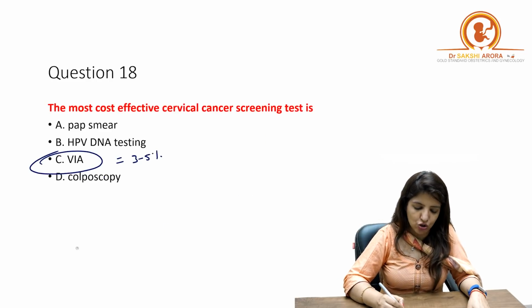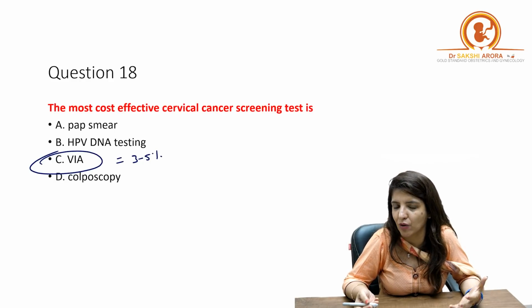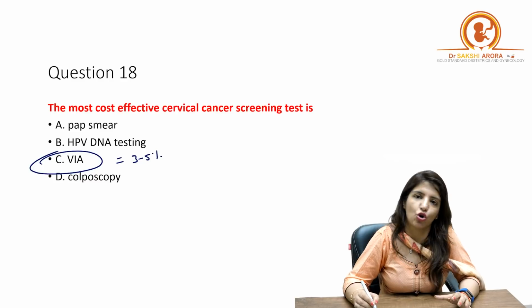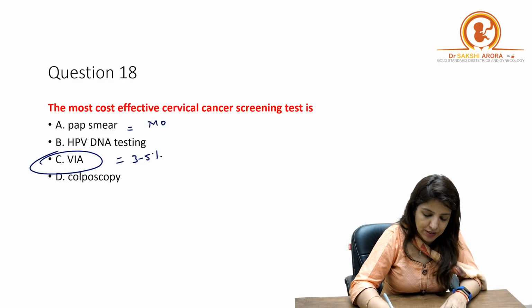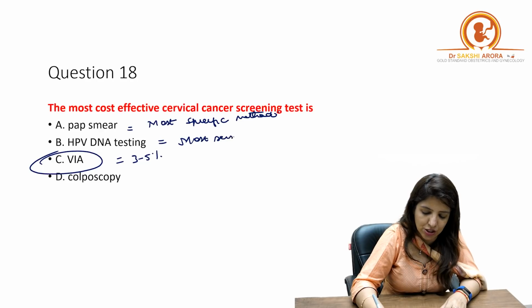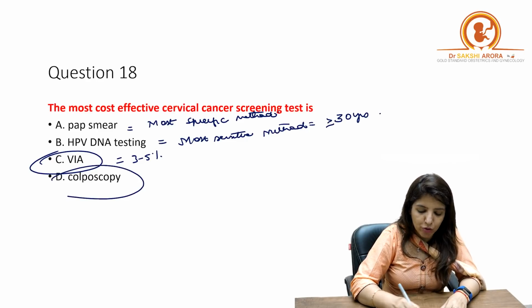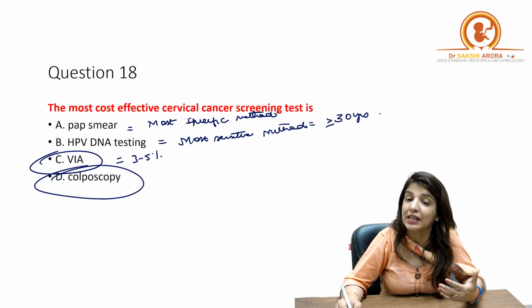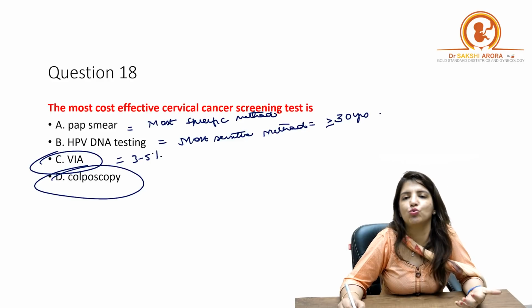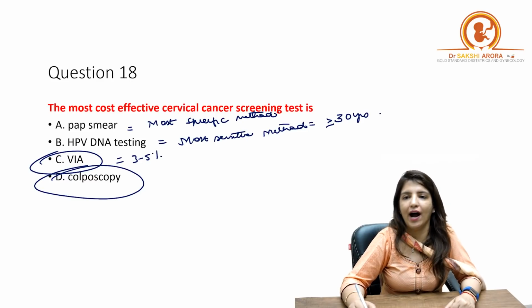The other options which were given to you were pap smear. Pap smear is the most commonly used method for cervical cancer screening, but it is not the most cost-effective method, but it is the most specific method, right? On the other hand, HPV DNA testing is the most sensitive method. And HPV DNA testing begins at more than or equal to 30 years of age. Colposcopy is not a cervical cancer screening tool. It is a diagnostic tool for cervical cancer and for CIN, right? So your answer over here is VIA.